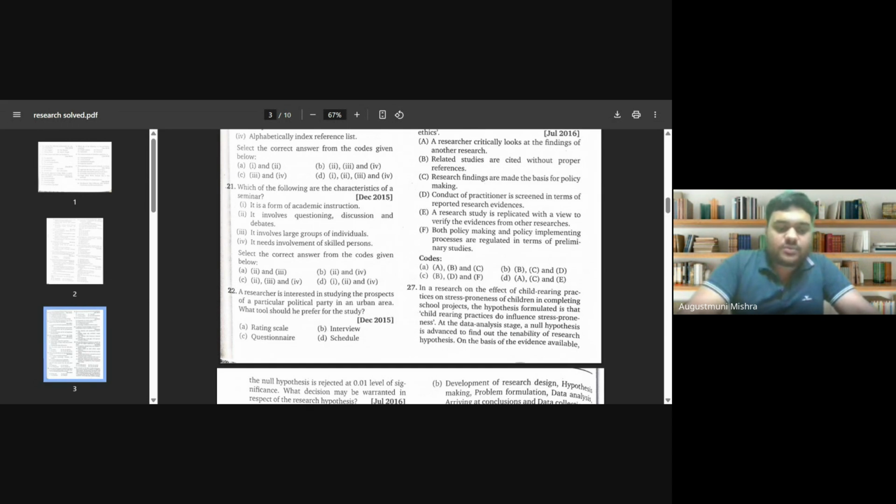Question number 22. If you think that there is any doubt related to a particular question, I can also clear that doubt, because I have provided you a solved question paper. So even I have details of that, why the answer is B, D and all. So question number 22.